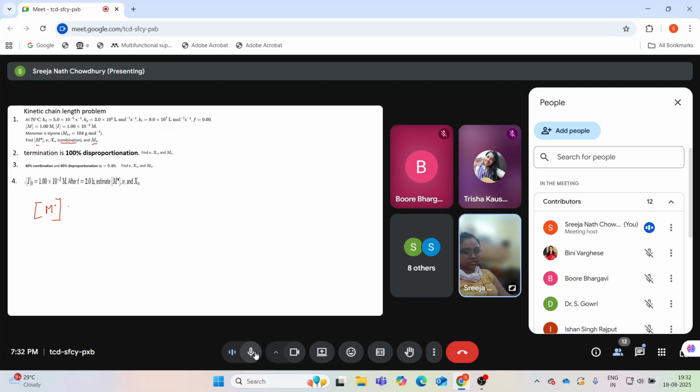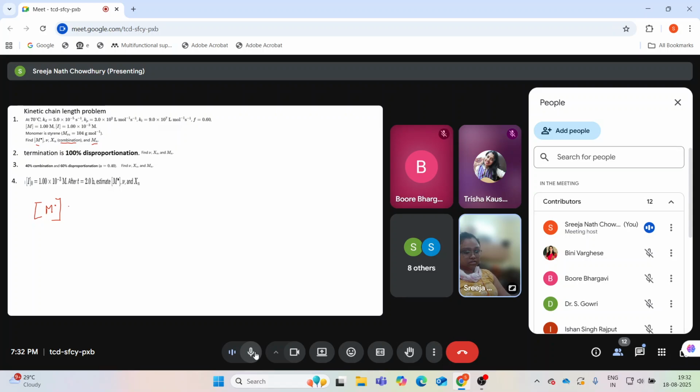So if the kinetic chain length is 91.3 and we are considering all combination reaction, then the degree of polymerization will be 2 nu, that is 2 into 91.3, which gives you 183. And the number average molecular weight is very simple. The styrene repeat unit is 104. You have to remember the repeat units of styrene, methyl methacrylate and the like. In the examination they will not supply the repeat unit value.